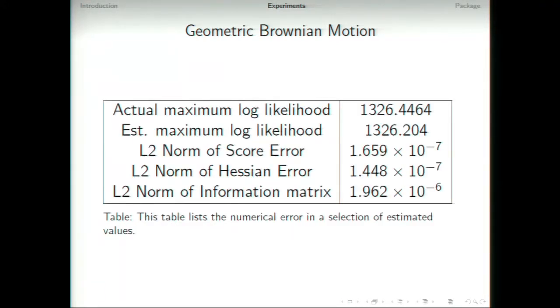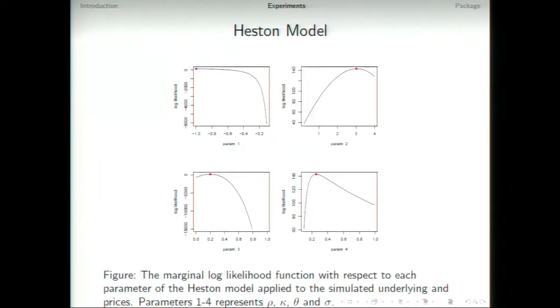And so the differences between the maximum likelihood of the actual and the estimated using the package are really quite small. We can also check the Hessian and the information matrix, which again are known in an exact form for the case of geometric Brownian motion.